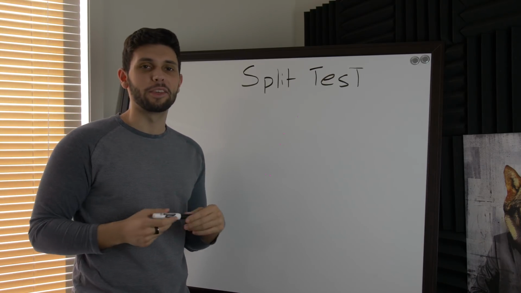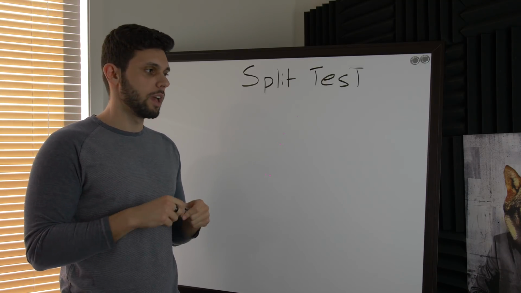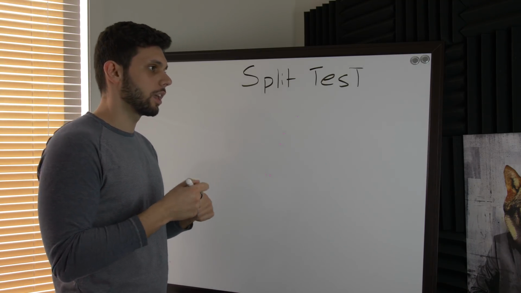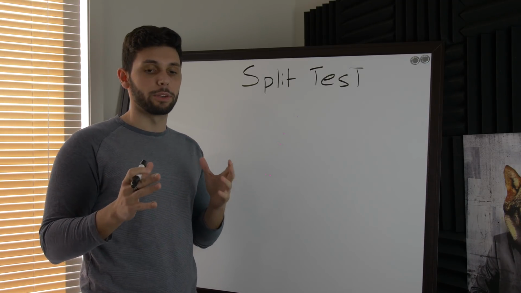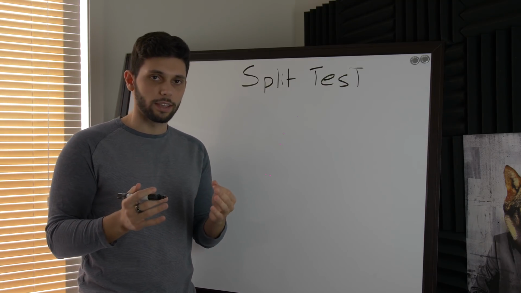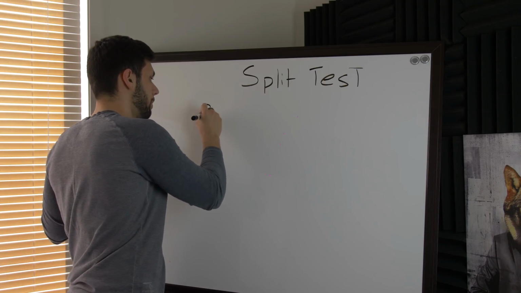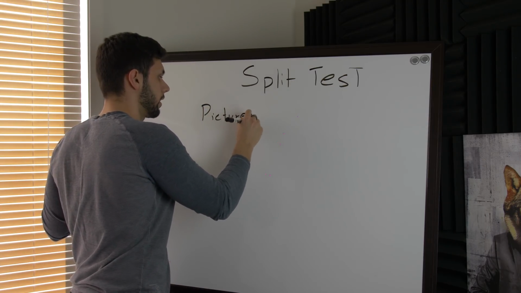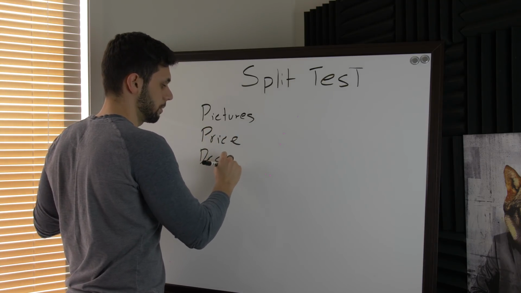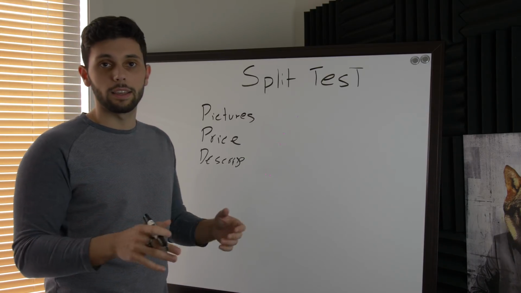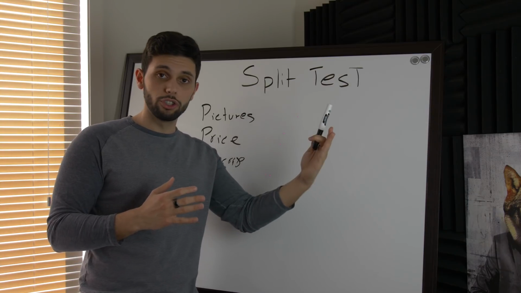All right, guys, so now we're at the whiteboard, and let me explain to you guys what exactly a split test is, right? So a split test is essentially a test where you test one variable at a time. Now, how does this apply to Amazon in particular? So for Amazon, a few things you can split test to figure out what works better are, for example, pictures. You can try price, you can try descriptions, you can try literally anything, titles, bullet points, anything like that to test one version versus another.